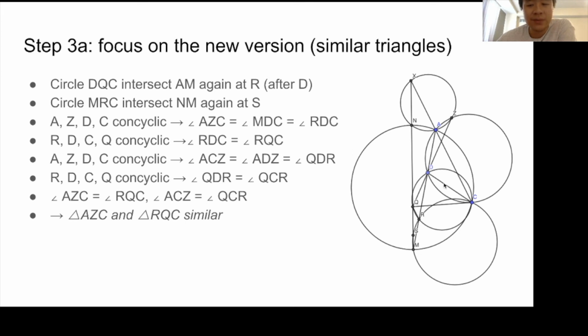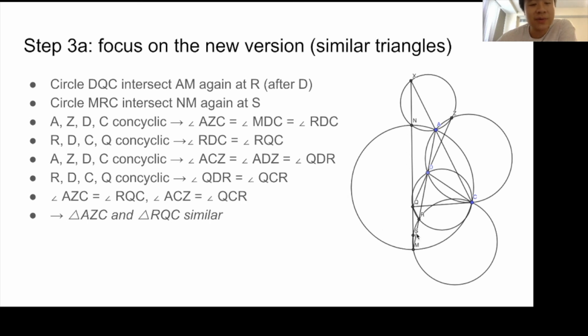So we know that Q is the intersection of the line MN and also the line DZ. We define a new point, meaning that you have this circle DQC. We let it intersect AM again at point R. And then we also define another new point. So you have this point R, and then you get this circle MLC, and you let it intersect NM again at S.